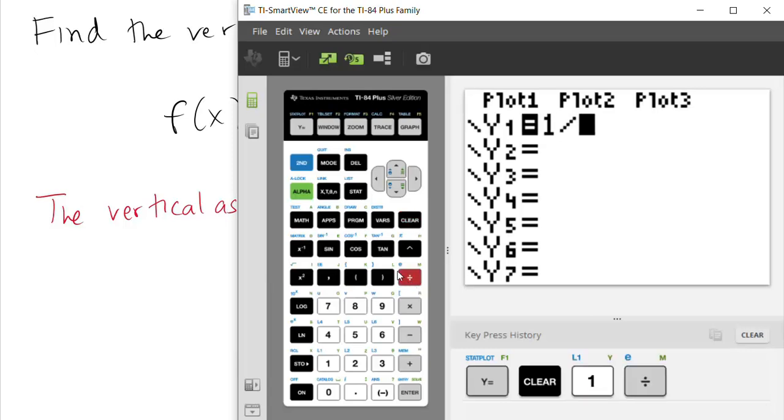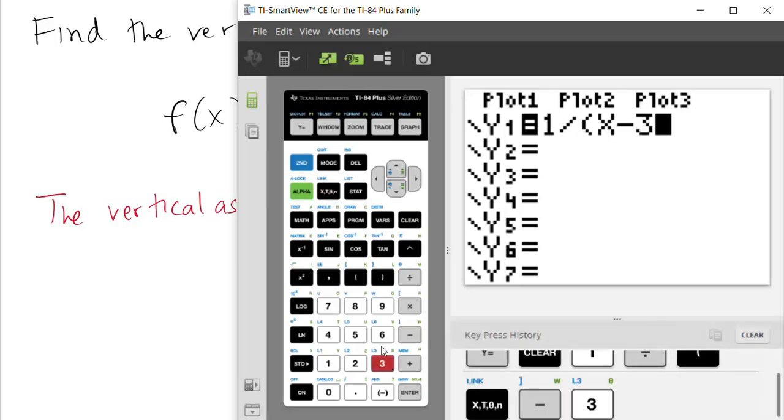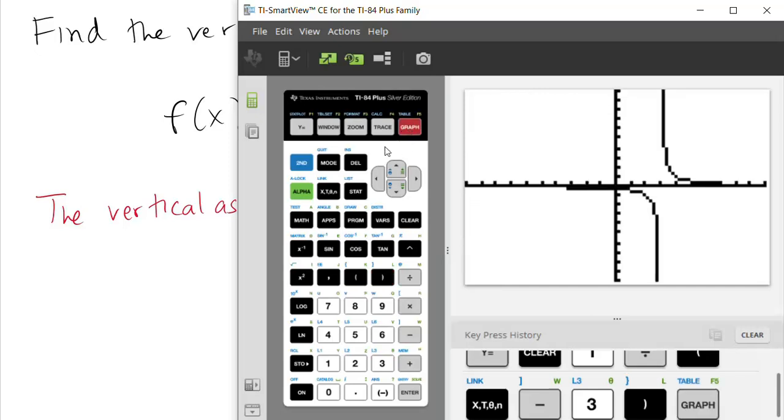1 divided by, I have to make sure that I put all of x minus 3 in the denominator, so I need parentheses. X minus 3. I'm going to graph that on the standard window.